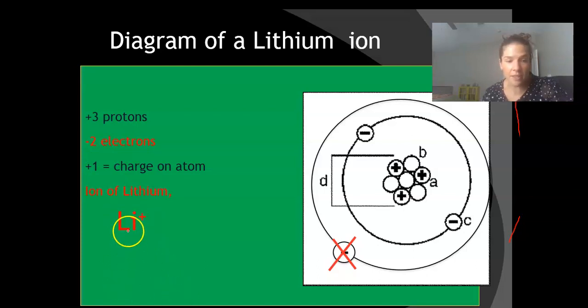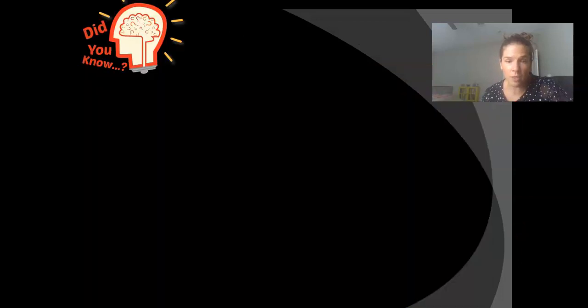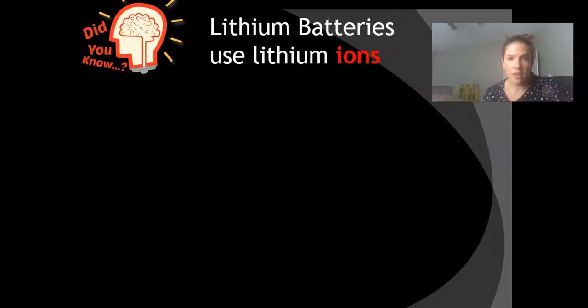And the way that we would write that is Li, and then we would put the positive charge on the right-hand side here. I don't have to put the 1 in because if the positive charge is there, it's understood that it has at least 1. If it's more than 1, then you would need to put the number. Okay? So the way that we use ions is, for an example, lithium batteries.